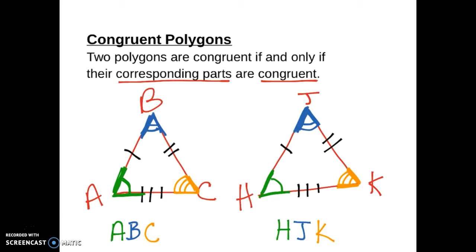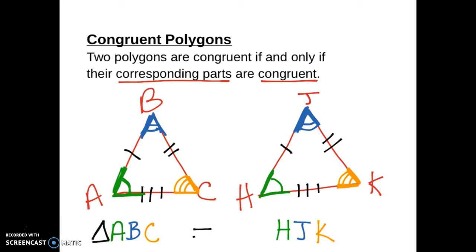Now, it's really important that we be able to match these up, just like I've done here, because we have to be able to write a congruent statement. Okay, and so the way a congruent statement works is we name our first polygon. In this case, it's a triangle, so it gets a little triangle in front of it. And we just name the first one. So I would name this one triangle ABC.